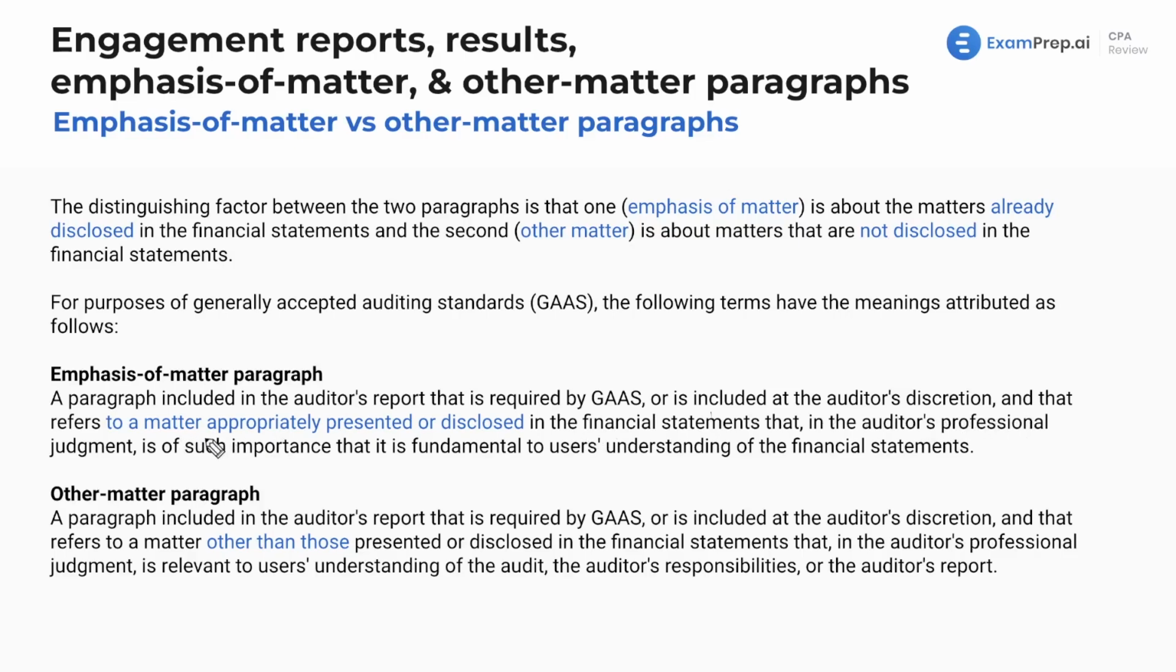And that refers to a matter appropriately presented or disclosed in the financial statements that in the auditor's professional judgment is of such importance, as we've seen. And the other matter paragraph is a paragraph included in the auditor's report that is required by GAAS or is included at the auditor's discretion, and that refers to matters other than those presented. So again, just beating that to death. I know it's repetition, but that's how we are going to learn here.